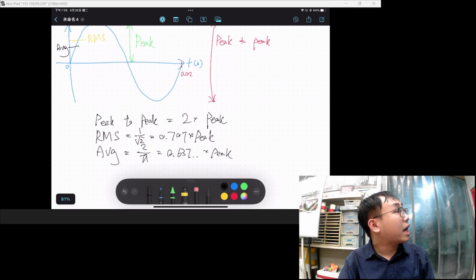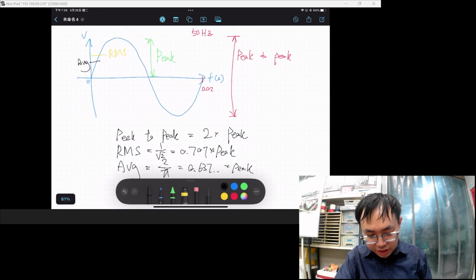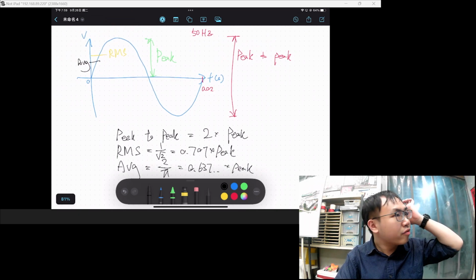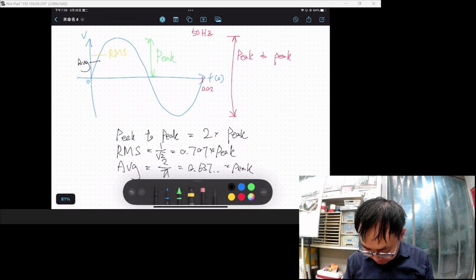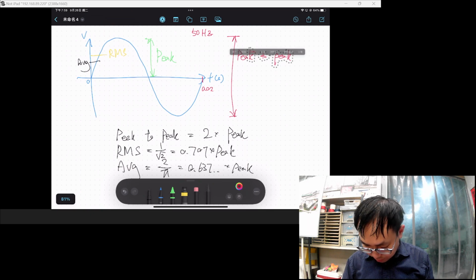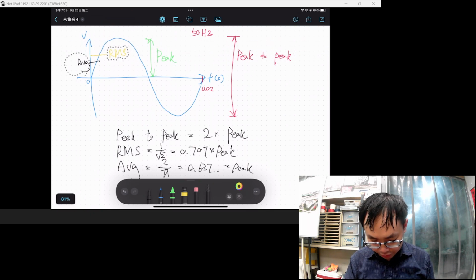So in case they really ask you about the voltage, you have these different values in your mind: peak to peak, peak value, RMS, and average.